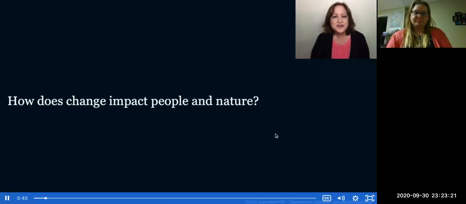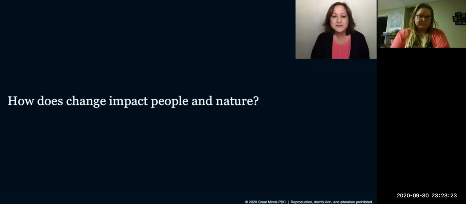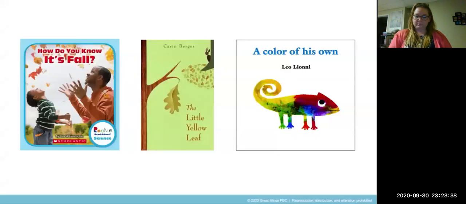During Module 1, we'll continue to think about this big question together. And our knowledge about change will continue to grow. Let's read this question together. How does change impact people and nature? We've explored 3 texts to help us think about the essential question. How do you know it's fall? The little yellow leaf, and a color of his own.